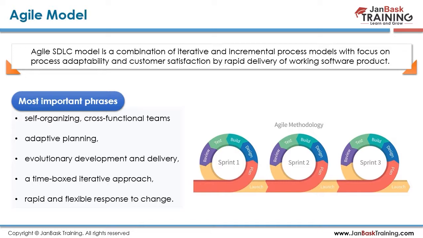So each sprint is going to work for 4 weeks. I'm taking a duration of 4 weeks. Sprint 1 goes for 4 weeks, sprint 2 goes for 4 weeks, sprint 3 goes for 4 weeks, and finally we deliver the working product at the end, and that we call a release. This is how the agile model works.